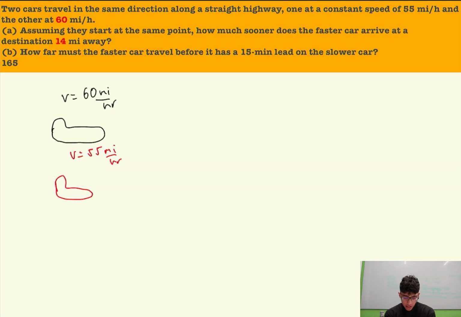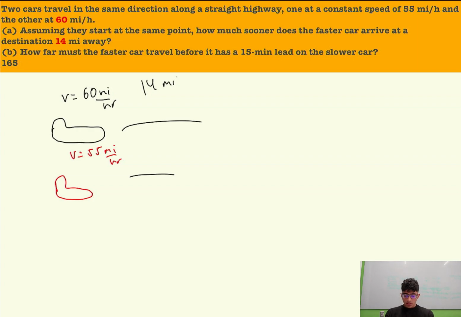Okay, this question: we have two cars traveling in the same direction along a straight highway. One's at a constant speed of 55 miles per hour, and the other one's going 60 miles per hour. Assuming they're both starting at the same place, how much sooner does the faster car arrive at their destination 14 miles away? If they're both going 14 miles, we just want to know the difference in time.